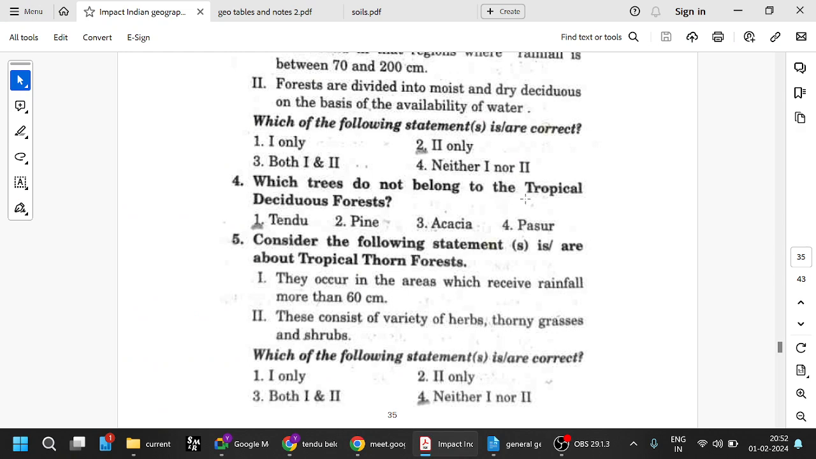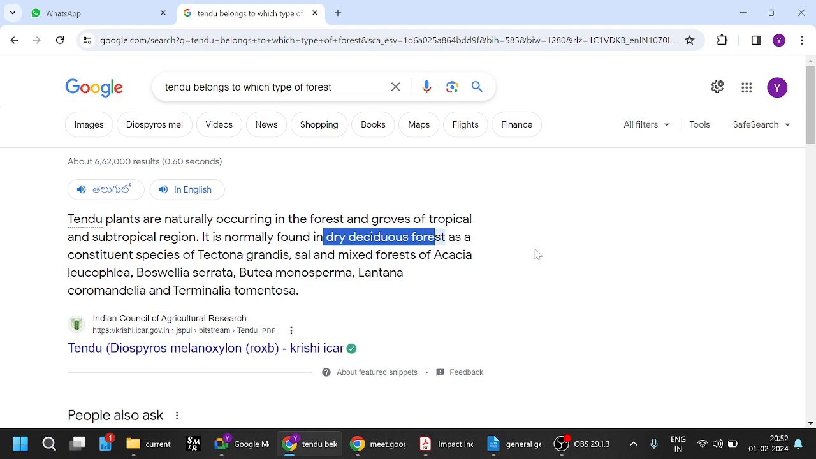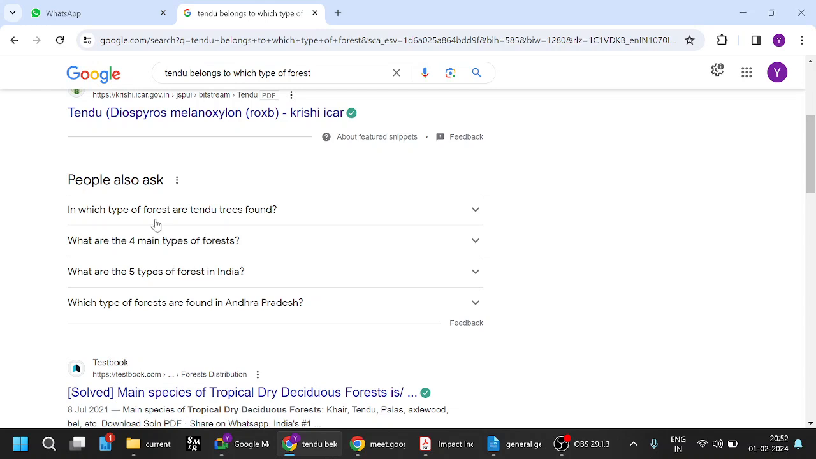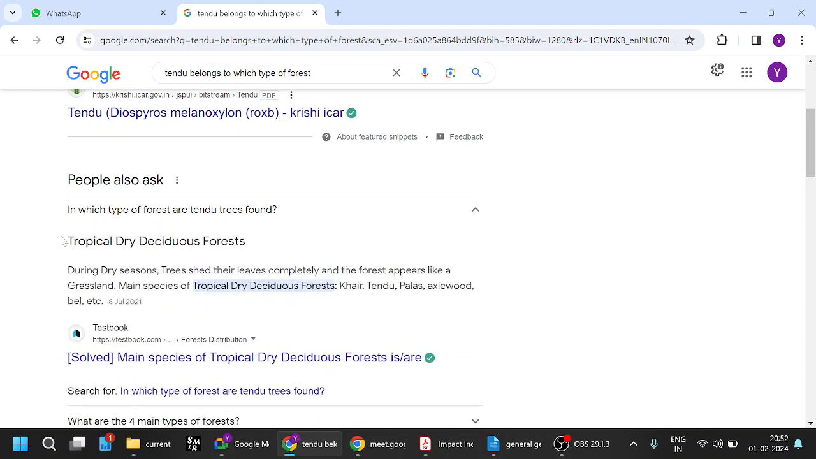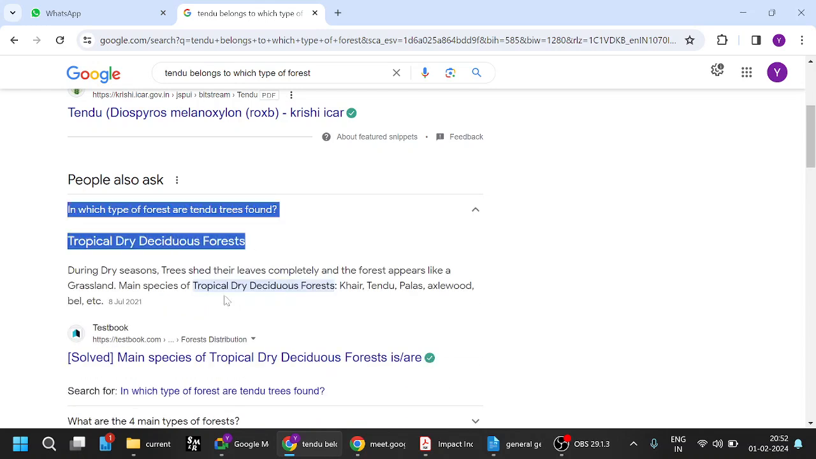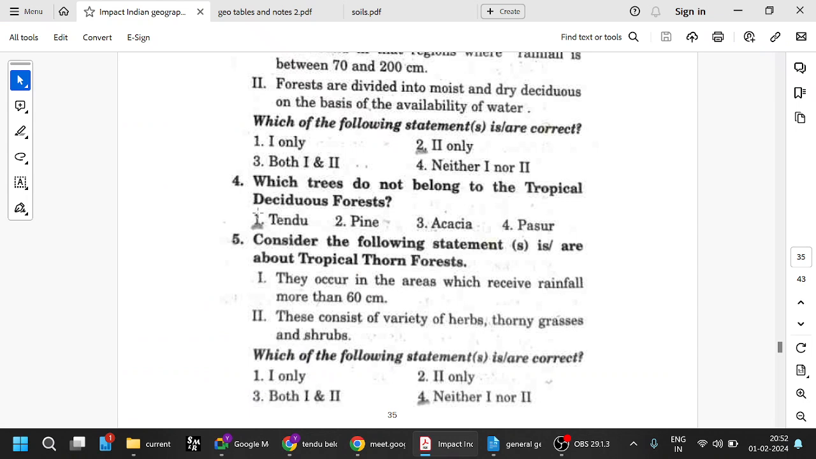Which do not belong to tropical deciduous? What he is saying is dry deciduous. Let's see. Tropical dry deciduous forests: Kair, Tendu, etc. So which trees do not belong to tropical deciduous? I think Tendu is the wrong answer because Tendu belongs to tropical deciduous. Let us see: pine, acacia, and palasu.